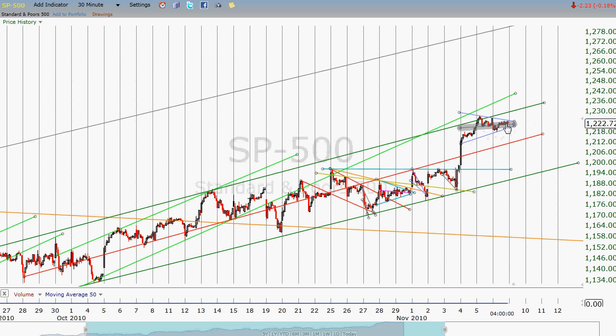So, to make a long story short, 1240, 1250 is still the target. Whether we get there out of this pattern in the next move up is the question, or whether we come back down and consolidate and then move up, maybe making that goal and plus a little bit in the next week and a half or 2 weeks. So it's either going to happen soon or it's going to happen in a couple weeks, if this chart can be trusted.